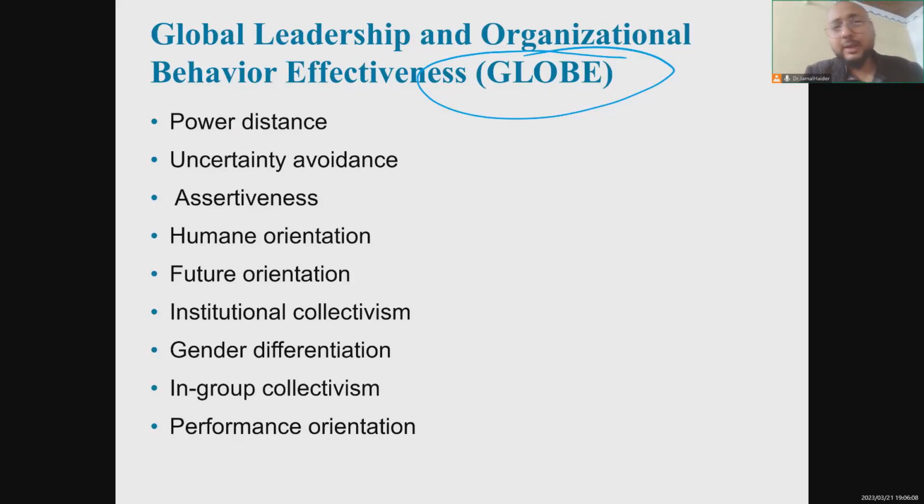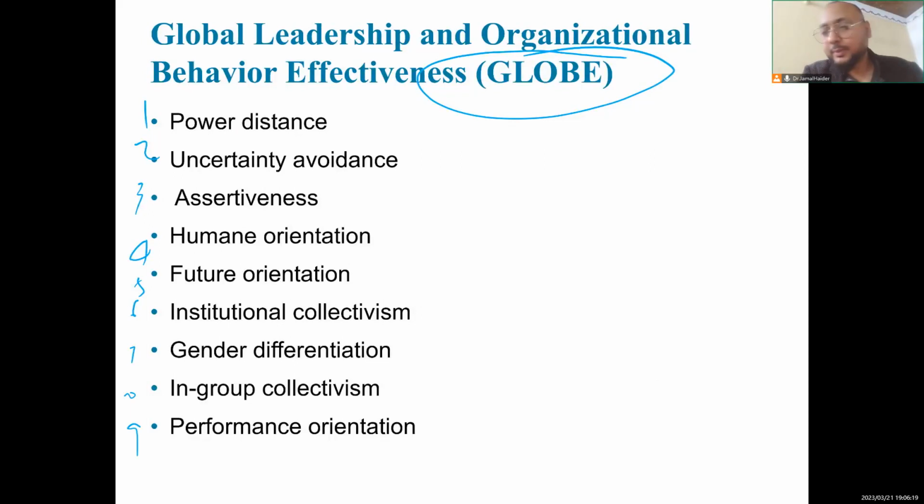And in organizational behavior effectiveness, they extended this Hofstede model and gave us more dimensions. This is 9 dimensions. Power distance, we already talked about. Uncertainty avoidance, assertiveness, human orientation, how empathic you are to the human, or whether you look at your employees as an object or as a human. Future orientation, individualism versus collectivism, gender differences, like gender role.